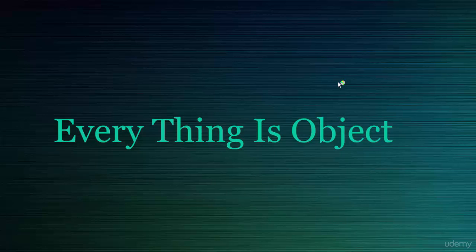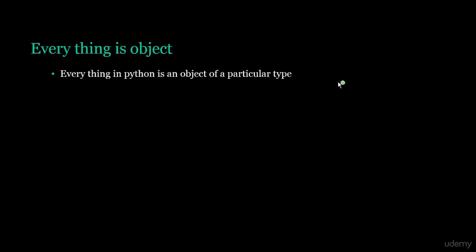Welcome. In this video, I'll talk about objects in Python. Everything in Python is an object. Let me show you what I mean by this word. Let's start. Everything in Python is an object of a particular type.